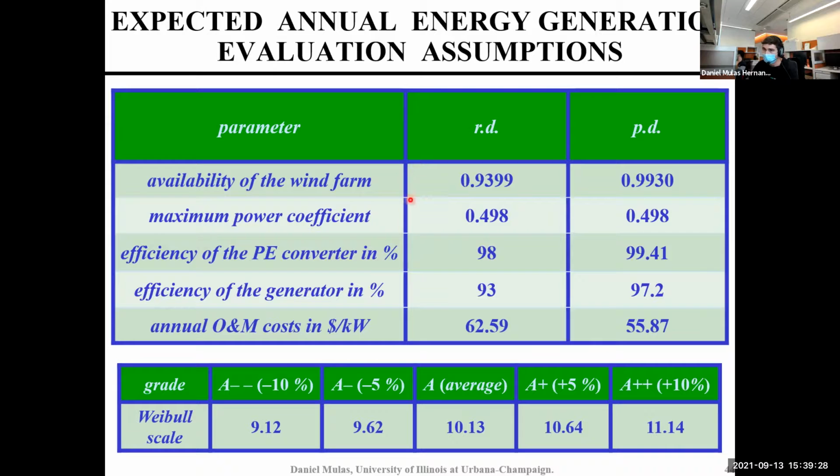Here we have the key parameters for each of the designs. These parameters are taken from the work of the PMSG team and the power electronics team, and the availability is taken from the work of ISAC. And here, these are the 5 types of simulated wind regimes that we are going to study. A will be the less advantageous, and A++ will be the more advantageous for harvesting energy.